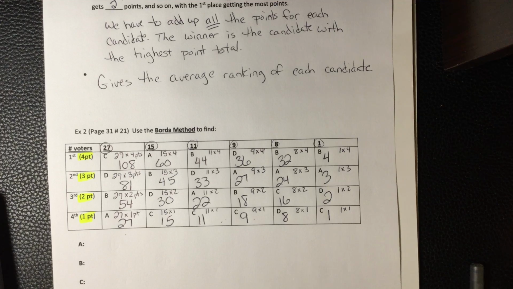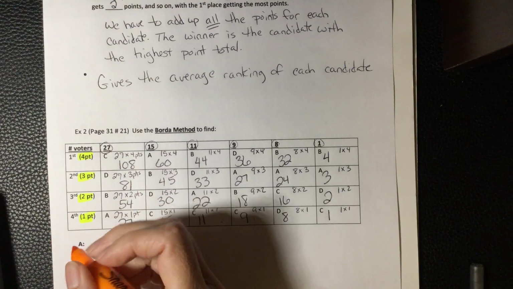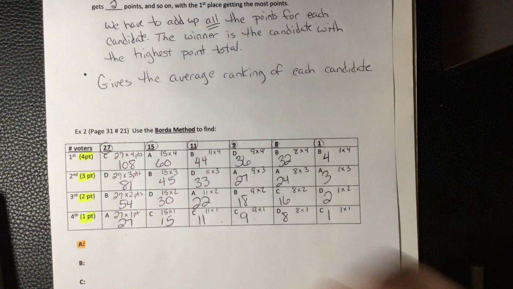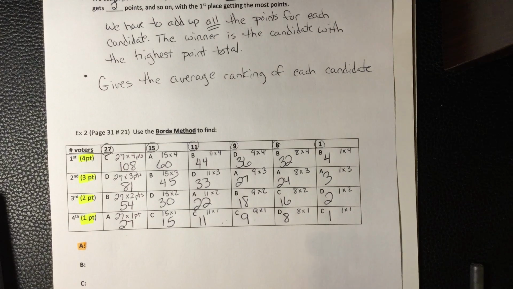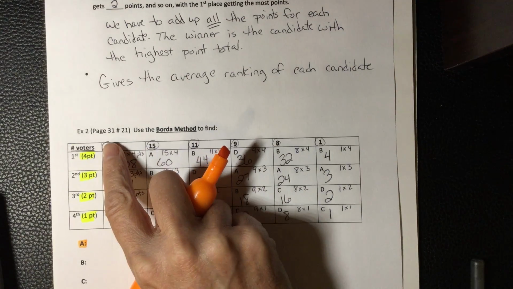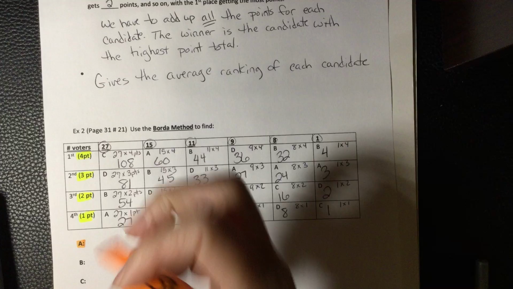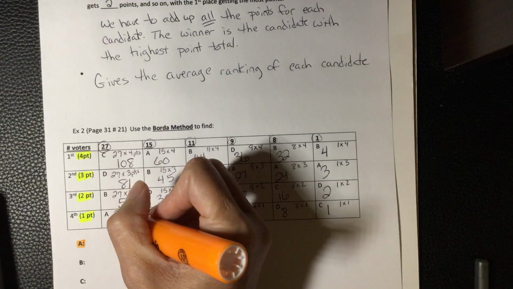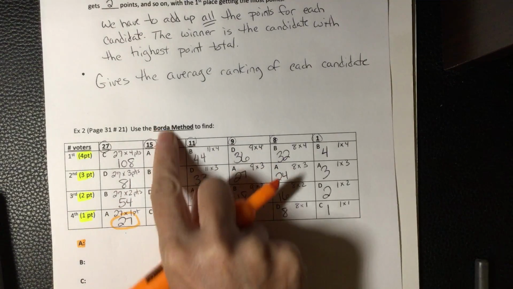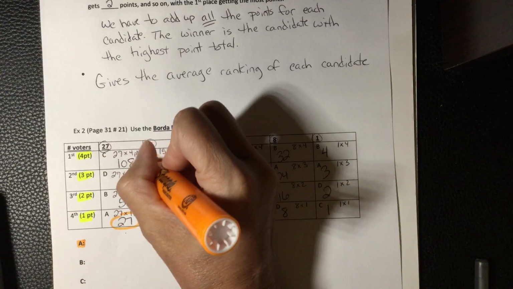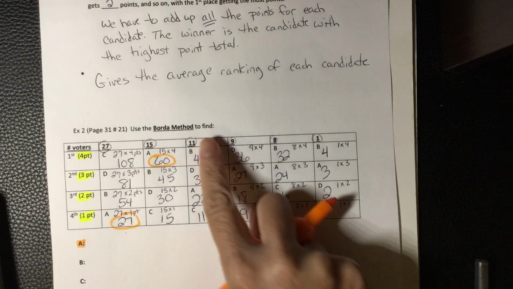All right, so here's where I'm going to use the colored pencils and highlighters. So for A, I'm going to go ahead and use orange. You can use whatever color you want. I want to go through and find everywhere I see A. So I go down the first column, A's at the bottom. So I'm going to circle those 27 points. For the second column, A's at the top. I'm going to circle the 60.